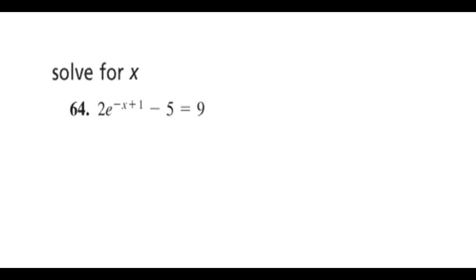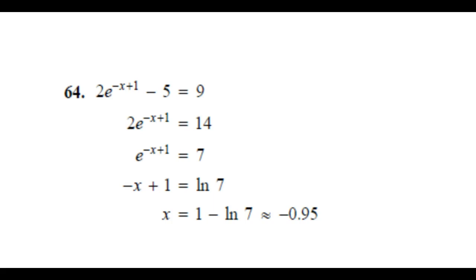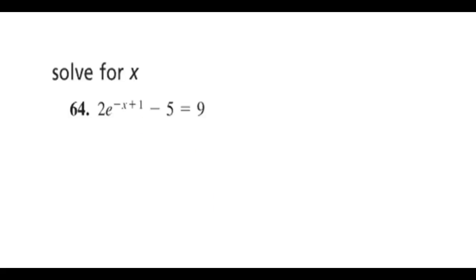And pause the video here and see if you can solve for x on problem number 64 by adding 5 to both sides first, then dividing by 2, then natural logging both sides. Here's worked out solutions. So pause the video and see if you can't work those out and get the correct answers. If you have questions, email me.